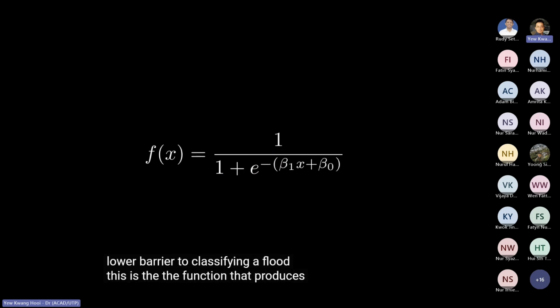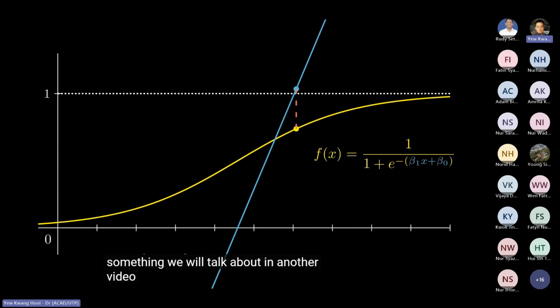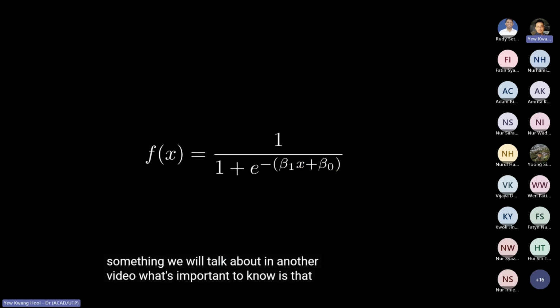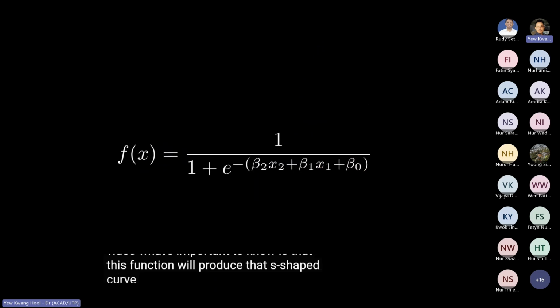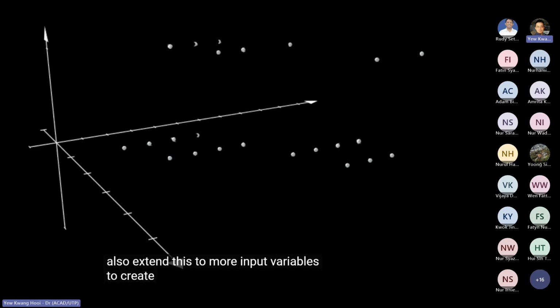This is the function that produces that S-shaped curve. e is Euler's number, which is a special constant. That beta 1 x plus beta 0 is a linear function. That is actually the log odds function, which is something we will talk about in another video. What's important to know is that this function will produce that S-shaped curve we need to make predictions. We can also extend this to more input variables to create multi-dimensional logistic regressions as shown here.